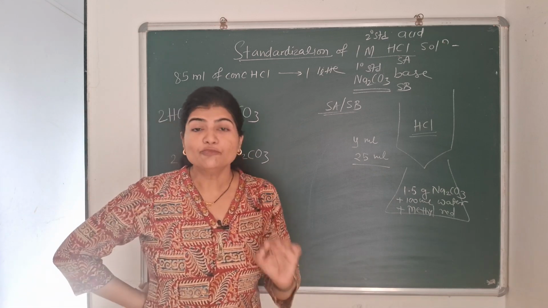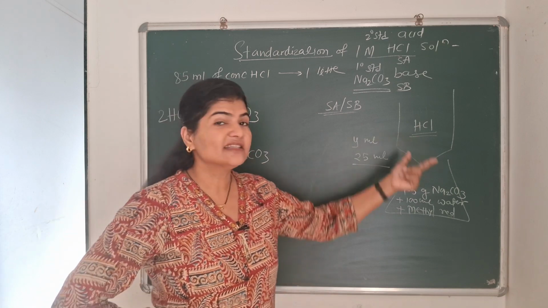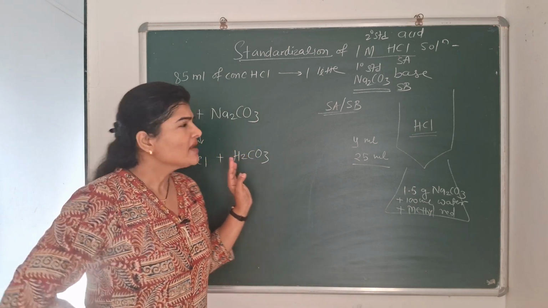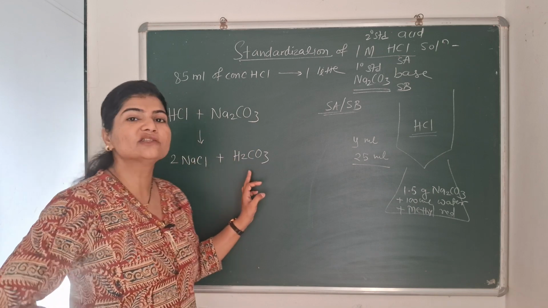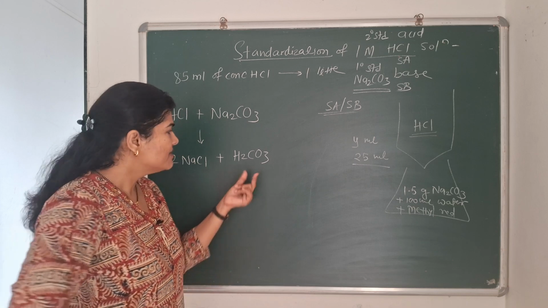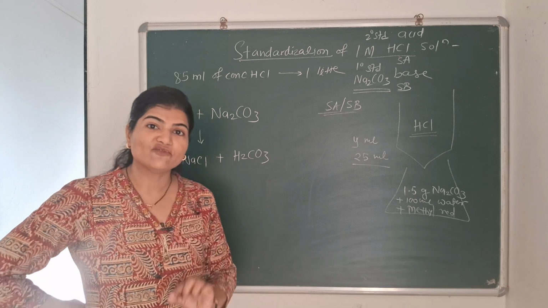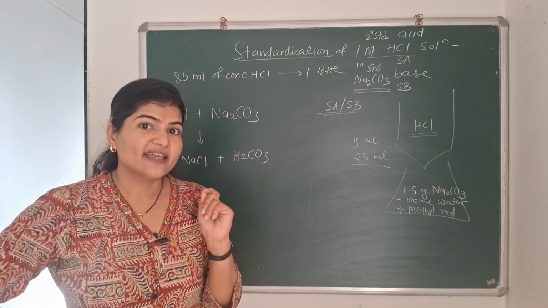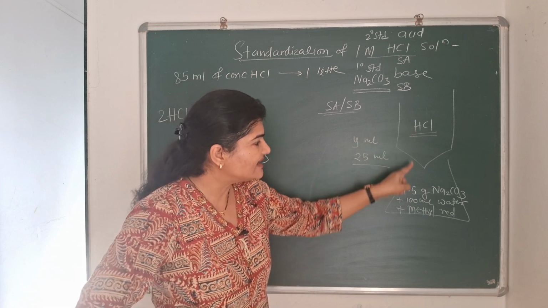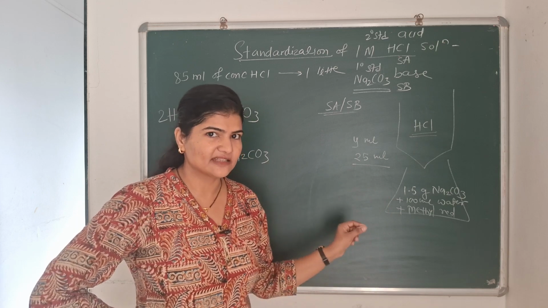Now one important point to remember in this kind of titration where you are titrating HCl or sulfuric acid: this is a neutralization titration, but as you can see, salt and water are not formed, which is generally the case with neutralization. Salt and water have to be formed, but here a weak acid is formed, carbonic acid. Now to reach the exact end point, once you start titrating, a faint pink color will be obtained at the first place.